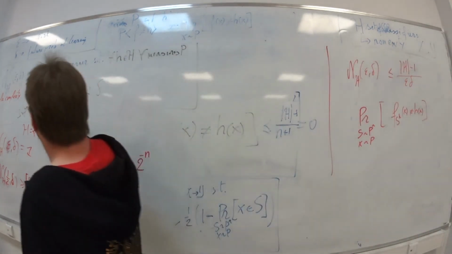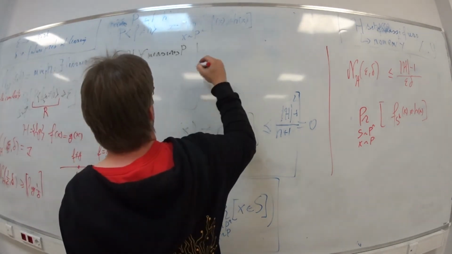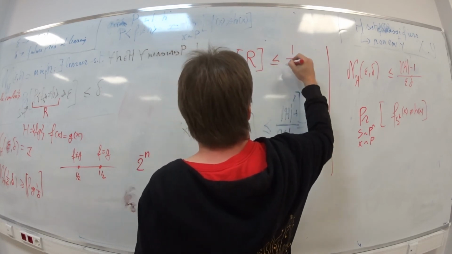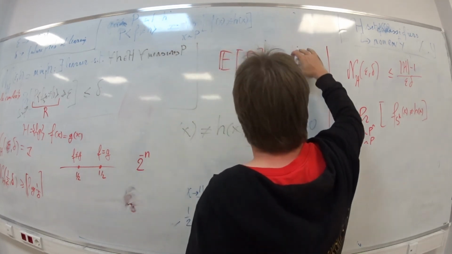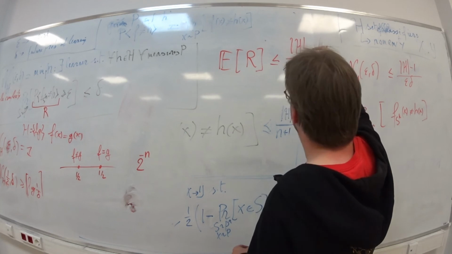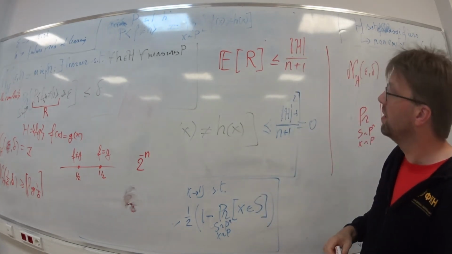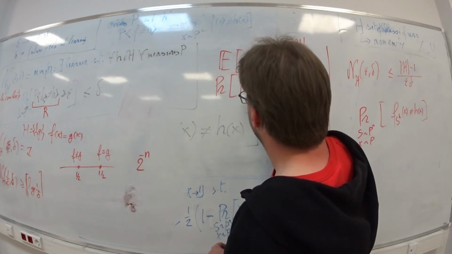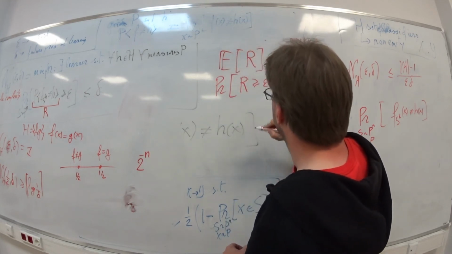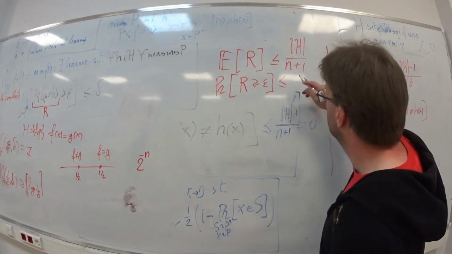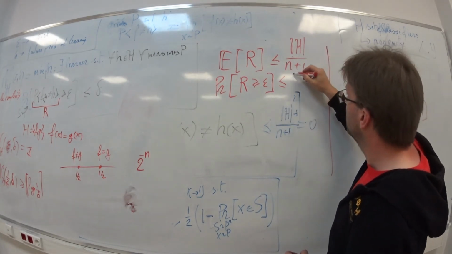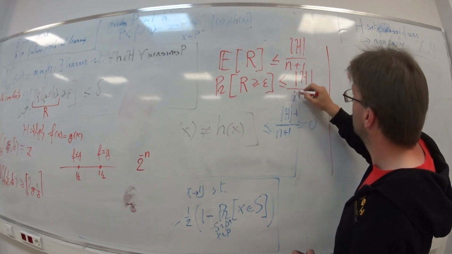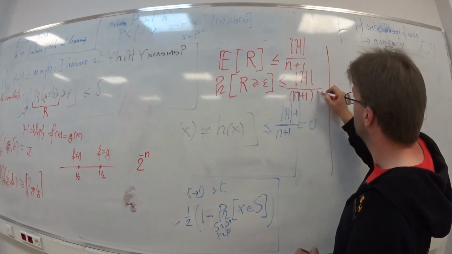Let us call it a random variable. We have the expected value of the random variable is at most 1 over size of h, divided by n plus 1. And now we know by Markov inequality that the probability that the random variable is bigger than epsilon is bounded by the expected value divided by epsilon, so n plus 1 divided by epsilon.